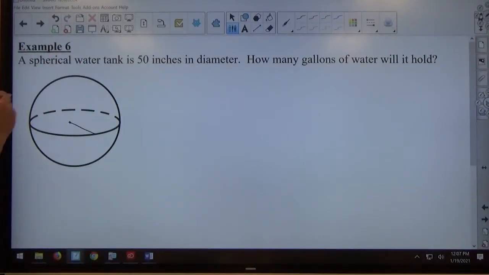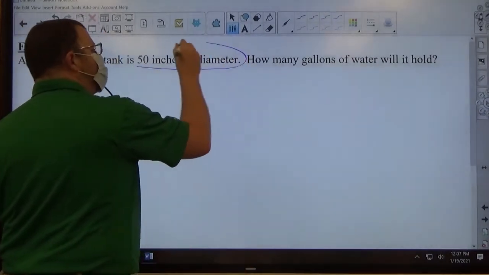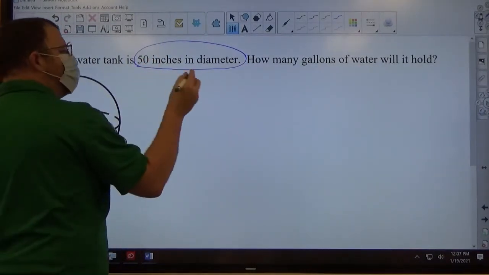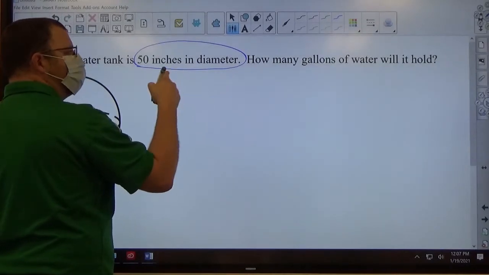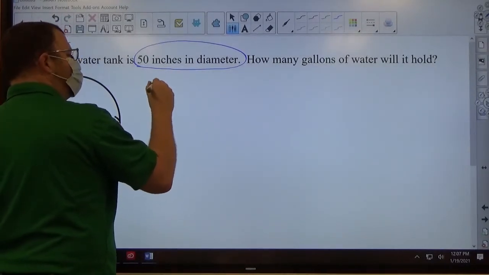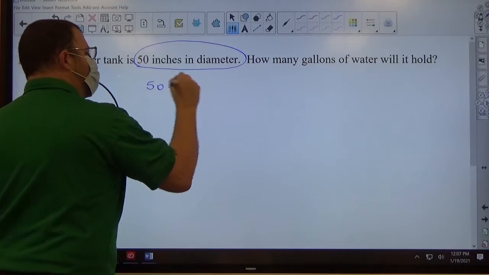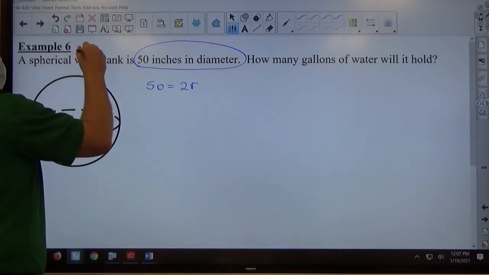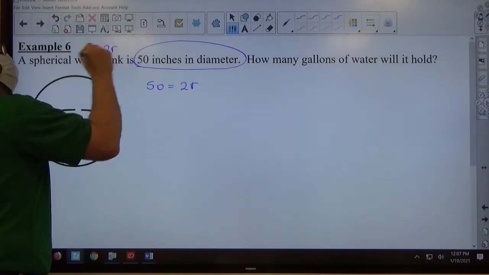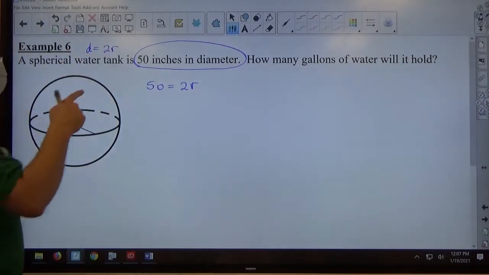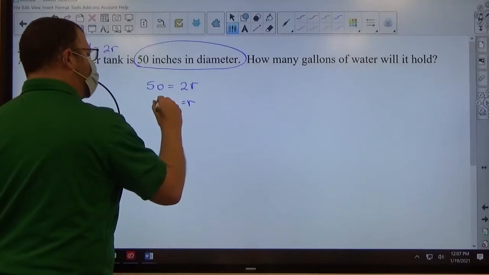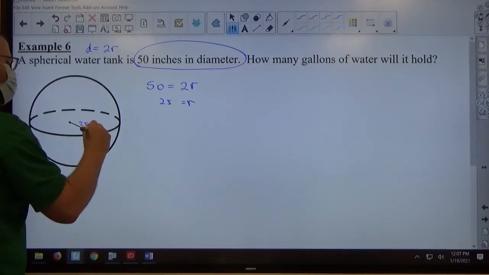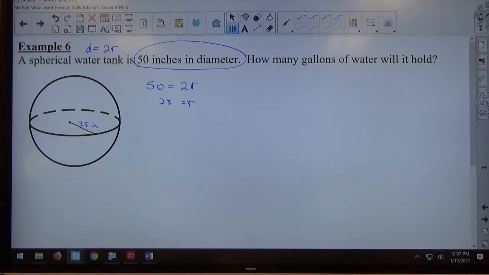It says 50 inches in diameter. Sometimes they give you diameter instead of radius. What we know about diameters is that twice the radius equals diameter. So 50 is equal to 2 radii. The relationship between diameter and radius is diameter equals 2 times radius. So if the diameter is 50, we divide it by 2, the radius is 25. So 25 inches is the radius of the given spherical water tank.